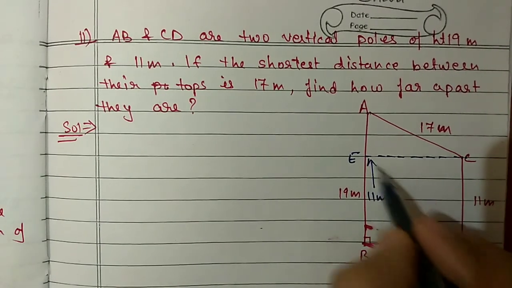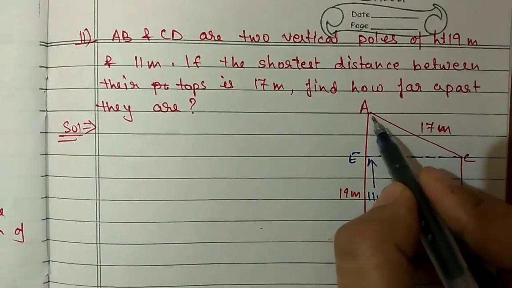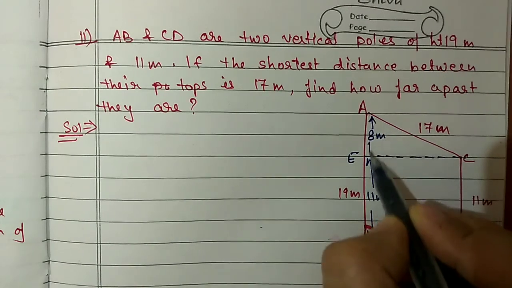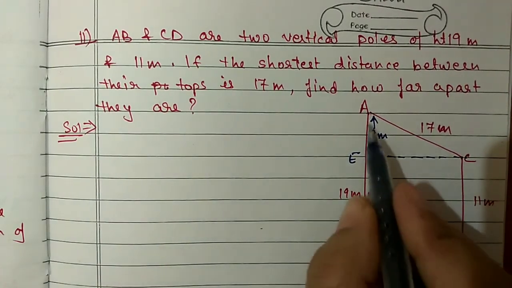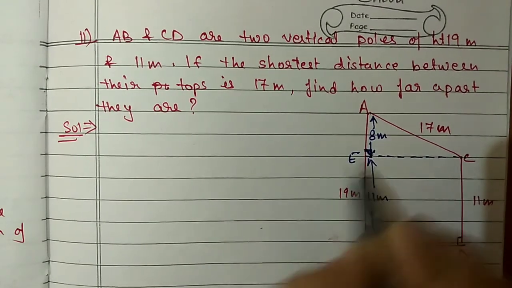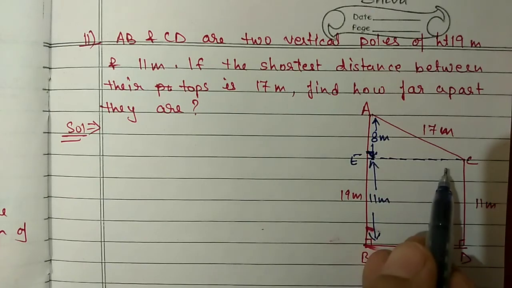Here to here it will be 11 and total it is 19. So from 19 if you leave 11, then this will be 8 meter. Here to here it will be 8 meter. Now we got one right angle triangle. This will be our right angle triangle. We can use here Pythagoras theorem to find out this EC.